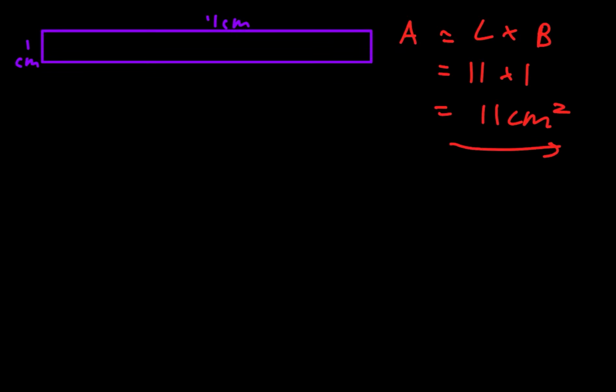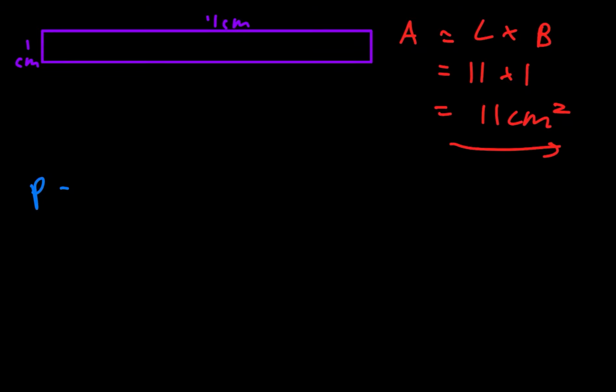So let's say this rectangle has a side length of 1, a side breadth of 1, and a side length of 11. Then, for area, we have length times by breadth, which is equal to 11 times by 1, which is just 11. And let's say in this example, the unit of measure is centimeters. Then we have 11 centimeters squared.